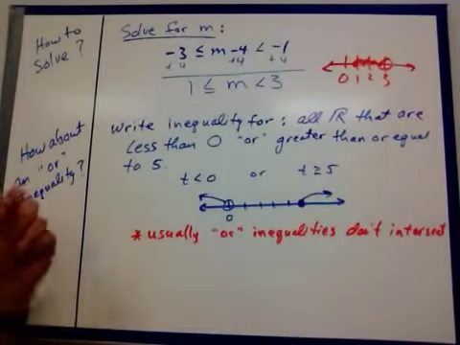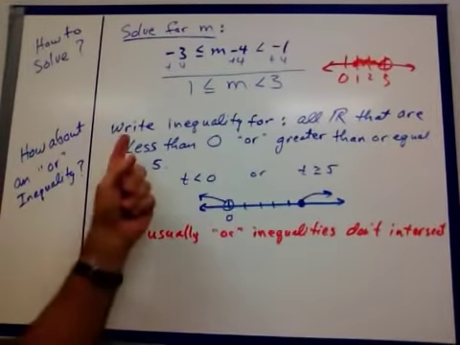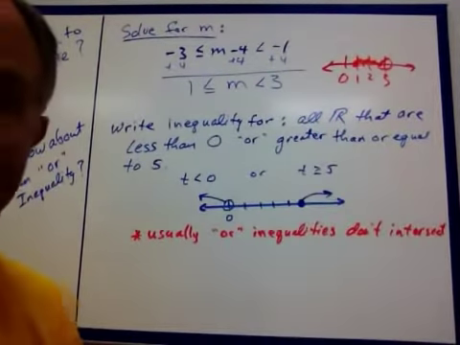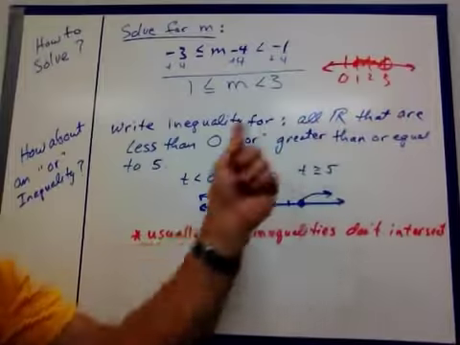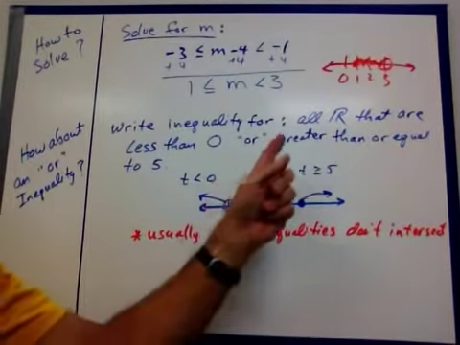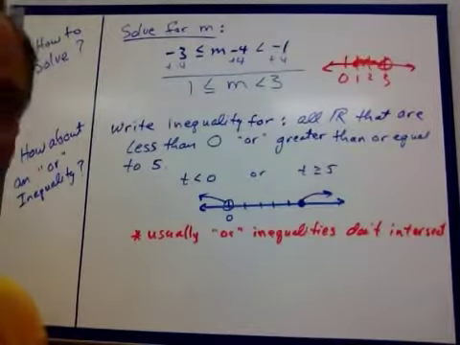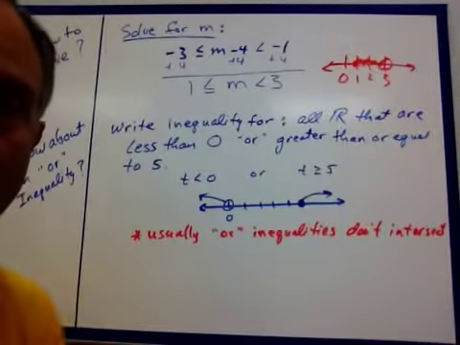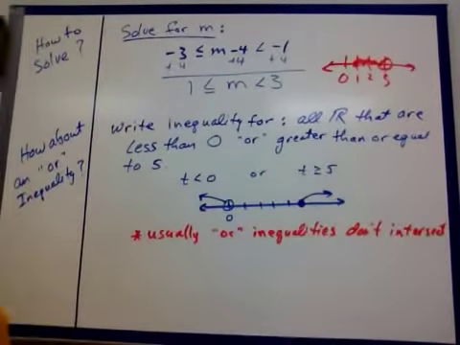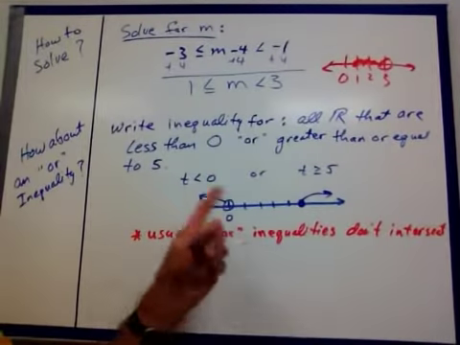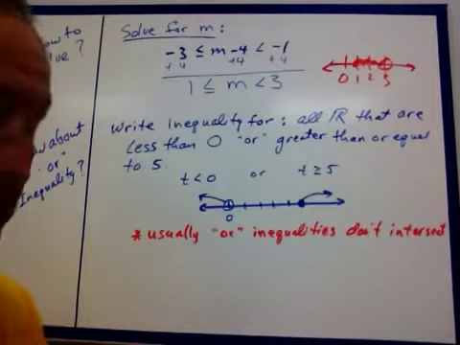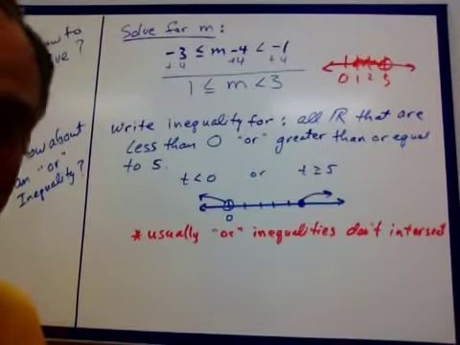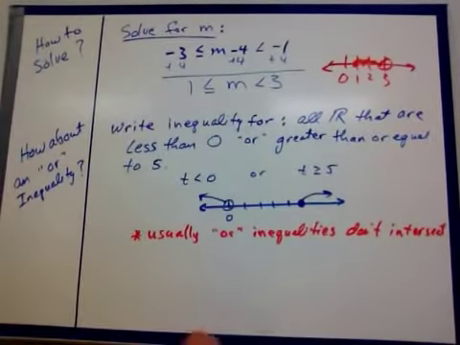What about the ors? How about an or inequality? Write an inequality for all real numbers, and that double bar R is a shorthand way for writing real numbers, that are less than 0 or greater than or equal to 5. Think about that. You're less than 0, but you also could be greater than or equal to 5. There's no intersection there. You'll notice by the graphs, you kind of get that longhorn effect. Usually with an or, the inequalities do not intersect. Nothing's perfect, but most of the time that's what you're going to see.